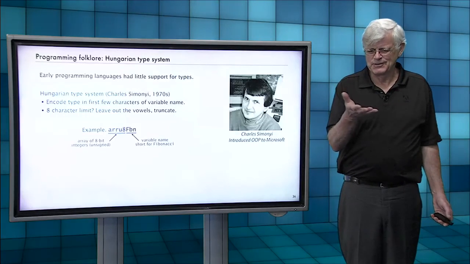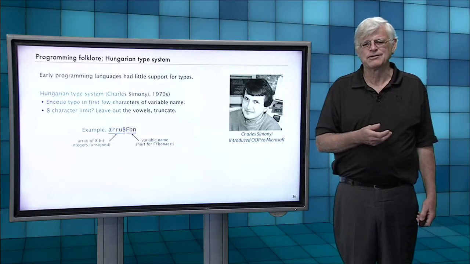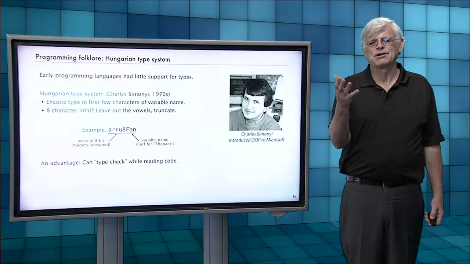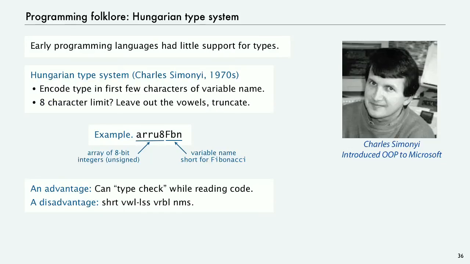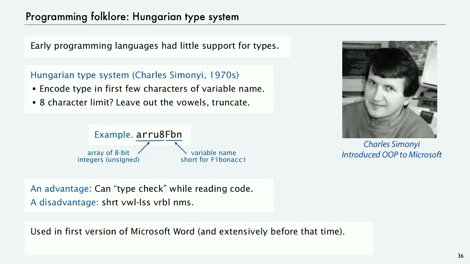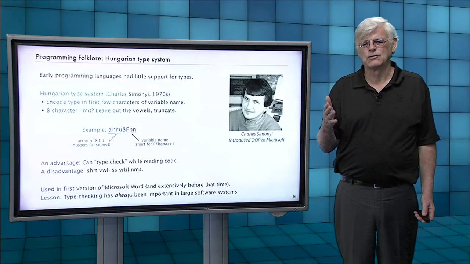And when you think about it, you look at a line of code, knowing the type of the variable, just reading the code that's involved, and that's a useful thing to have when debugging. You can just type check while you're reading the code. And sure, it's got this problem with short vowelless variable names, but Charles used that to great advantage. He actually built the first version of Microsoft Word using code like this. And I tell this story just to teach the lesson that type checking really has always been important in large software systems. It's not something that can be ignored or that will go away.